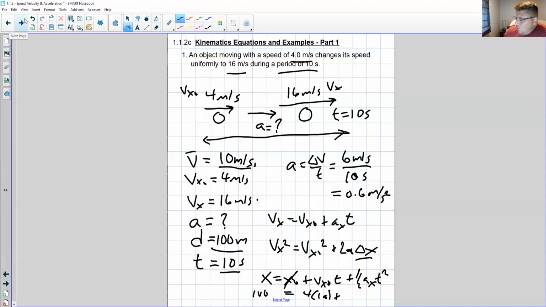Notice that there was no one right way to do this, right? Given that I had these three things, I could have found the acceleration first, right? I could have just used this and gotten the acceleration as 0.6 and then plugged the acceleration here to get the position change or the distance traveled, right? There were multiple paths to the solutions.